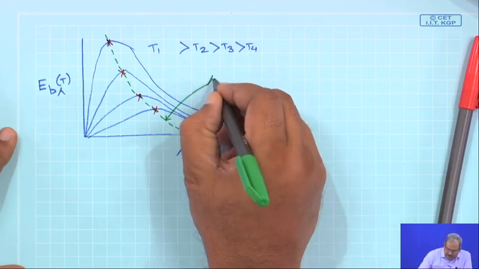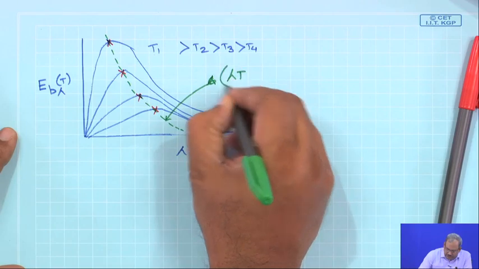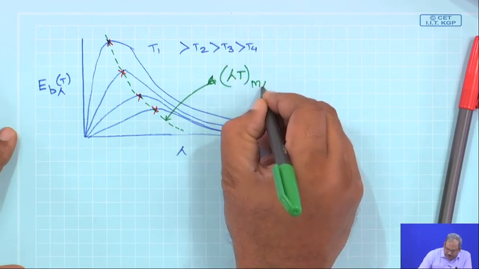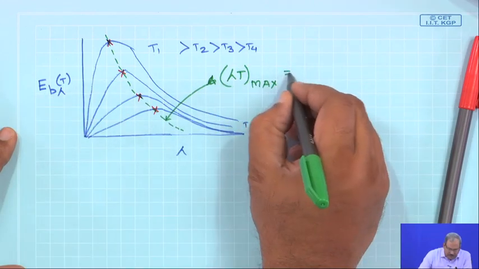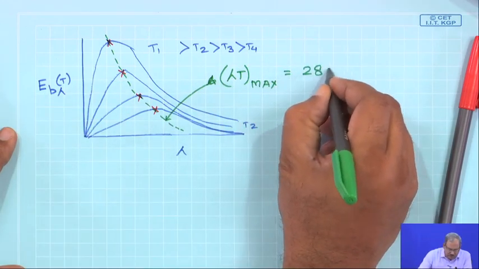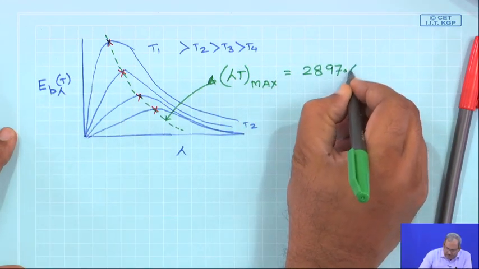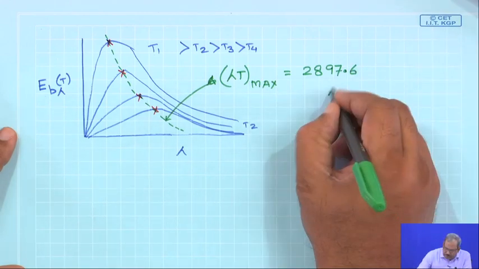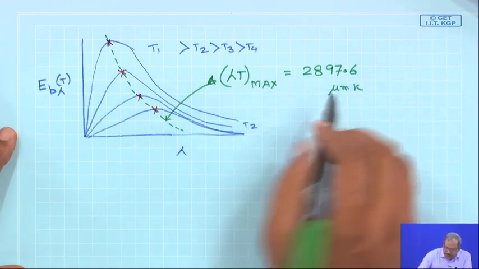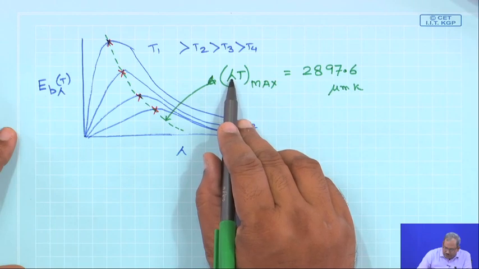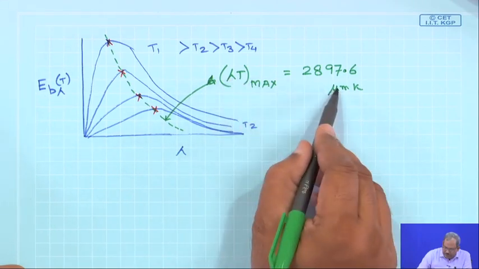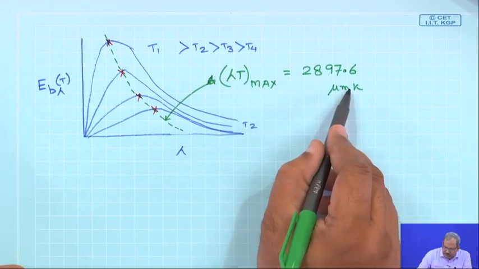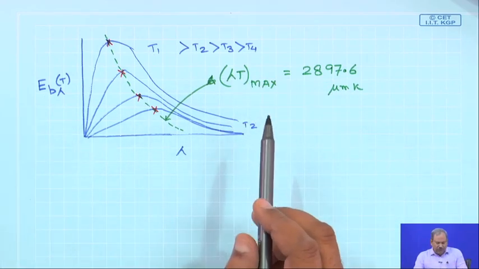It is lambda T corresponding to the maximum value of E_b lambda T is simply a constant, 2897.6 micron times Kelvin. Always in radiation, the wavelength is expressed in microns and T is in Kelvins. So, I will go through it once again.